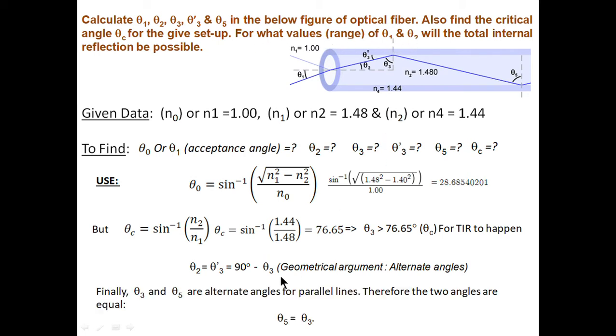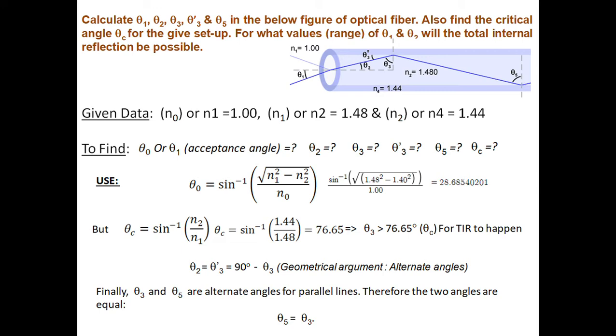Now this forms the basis for calculating the so-called ranges for theta 1 and theta 2. So finally theta 3 and theta 5 are alternate angles for parallel lines. Therefore the two angles are also equal. Again, this argument is the same. So you have a Z shape over here. Basically this angle as well as this angle over here are the same. So you found out theta 1, theta 2, theta 3 dash and theta 5 in general.